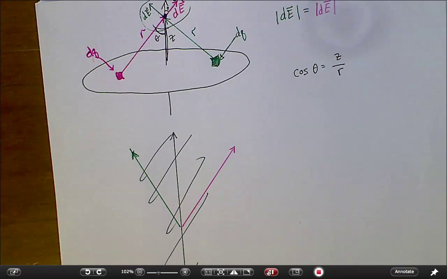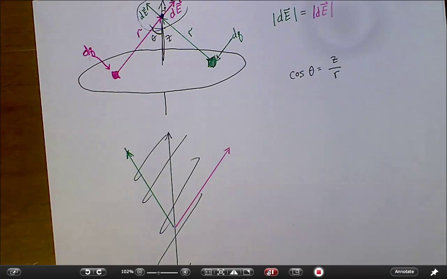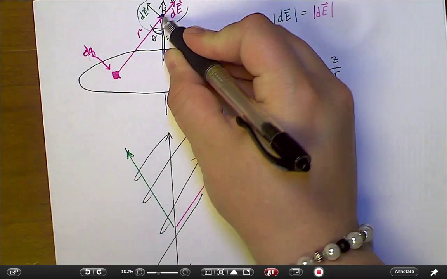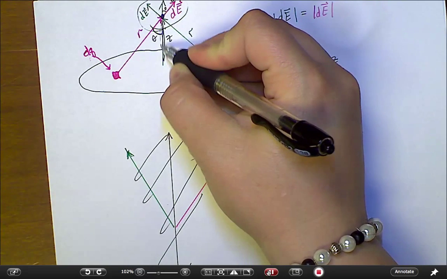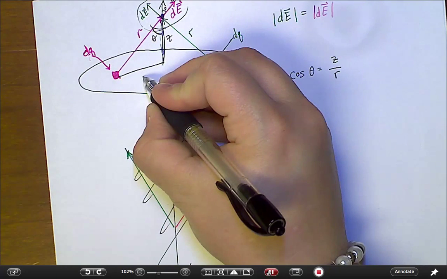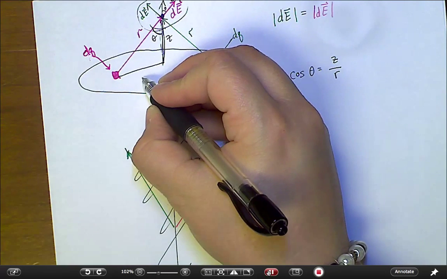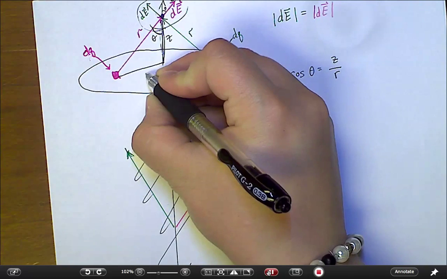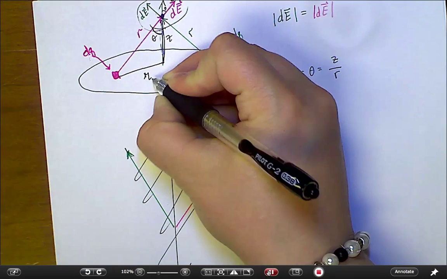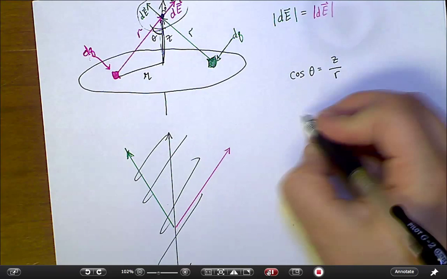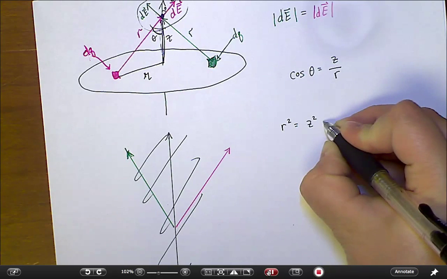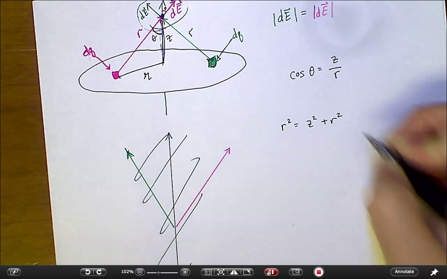Now, next we need to know what is r. We can use Pythagorean's theorem if we know how far this distance is here. Now, this is a radius, so just to keep it clear, I'm going to call it a script r. So r squared is equal to z squared plus script r squared.